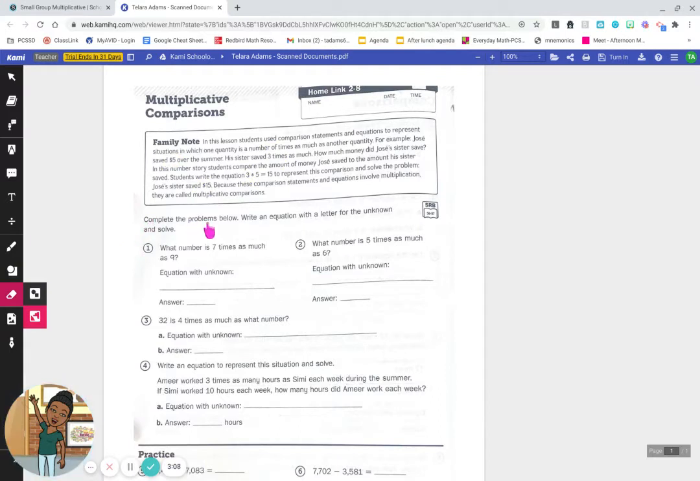Complete the problems below. Write an equation with a letter for the unknown and solve. This letter can be any letter that you like. The letter is the part that we don't know. Unknown means we don't know.